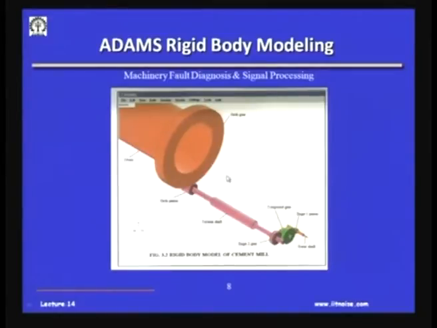And then of course, another study which we did just to see the dynamics of the bearings. This is another view of the cement mill. This is the stage 1 pinion, the rotor shaft, the compound gear train, torsion shaft, girth gear, and this is the drum. So, you can imagine the dimensions of the problem.